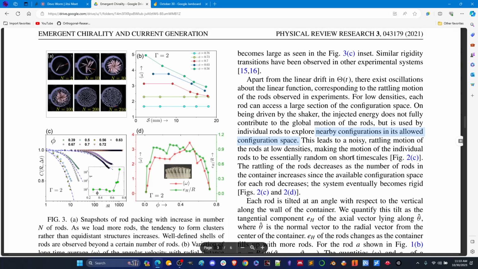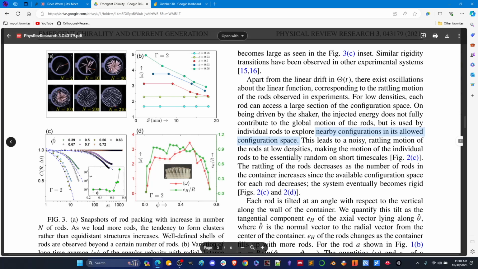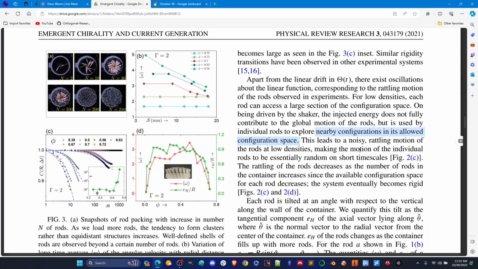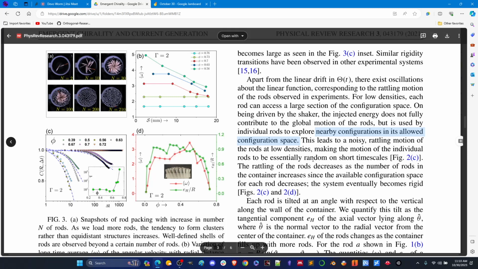This leads to a noisy rattling motion of the rods at low densities, making the motion of an individual rod seem essentially random on short timescales. So if we did this experiment for 20 seconds, the rods would bounce around and maybe hit a random smattering of the configuration space.